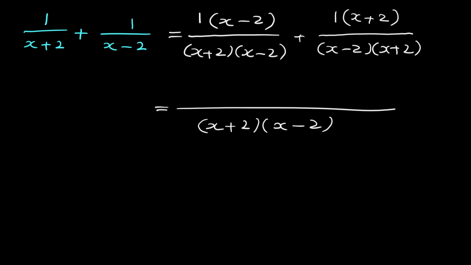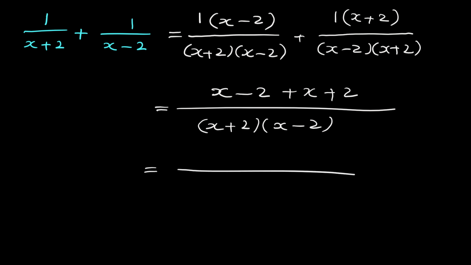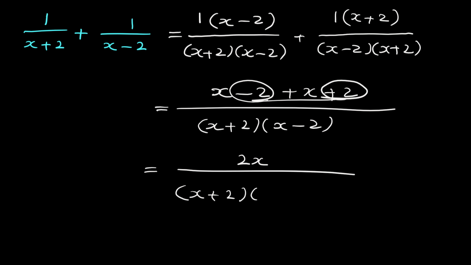In the first numerator, we have what? We have x minus 2. What do we have in the other numerator? x plus 2, because 1 times x plus 2 is x plus 2. Simplify the numerator. In the numerator, we have x plus x, 2x, minus 2 plus 2 cancels. This cancels with this. So this is the final answer for this question.